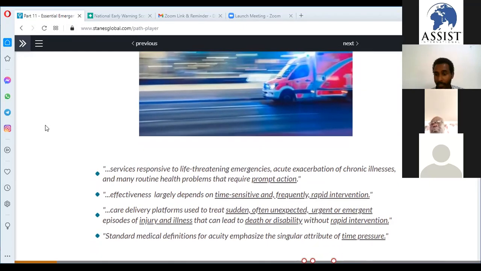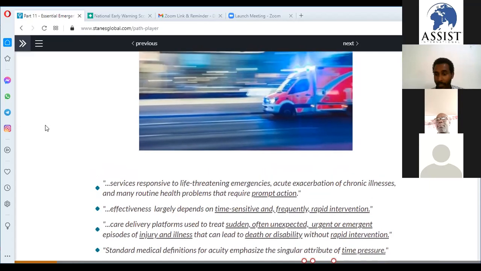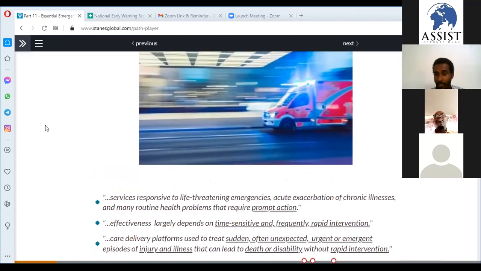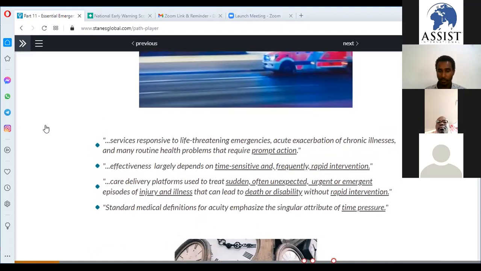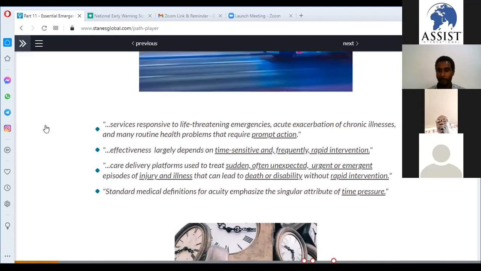And importantly, from all these definitions, you can see that there is prompt action, the need for time-sensitive and rapid intervention, and different words that show the importance of time. So most definitions emphasize the time pressure. Okay, so always think of time whenever you think of acute care.